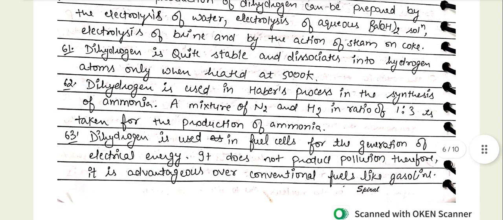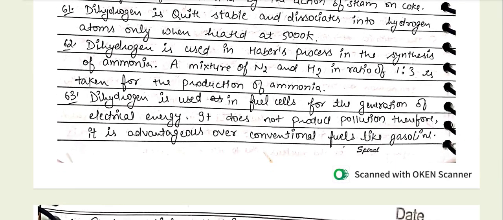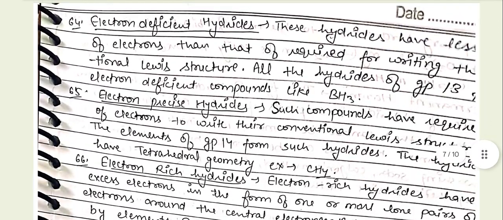Dihydrogen is quite stable and dissociates into hydrogen atoms only when heated at 5000 Kelvin. Dihydrogen is used in Haber's process in the synthesis of ammonia. A mixture of nitrogen and hydrogen in the ratio 1:3 is taken for the production of ammonia. Dihydrogen is used in fuel cells for the generation of electrical energy. It does not produce pollution, therefore it is advantageous over conventional fuels like gasoline.